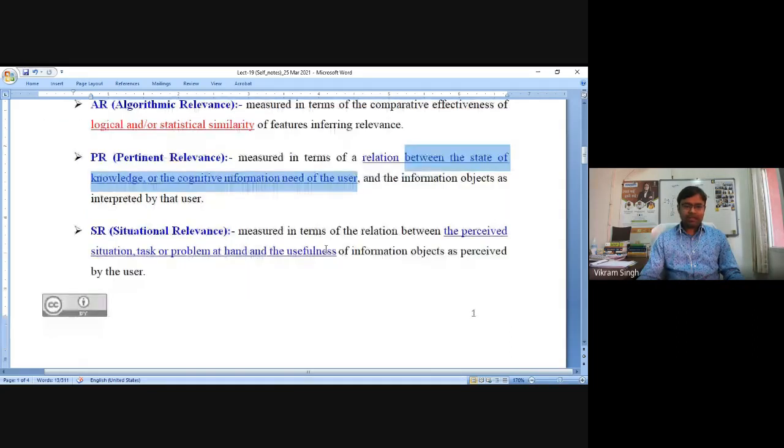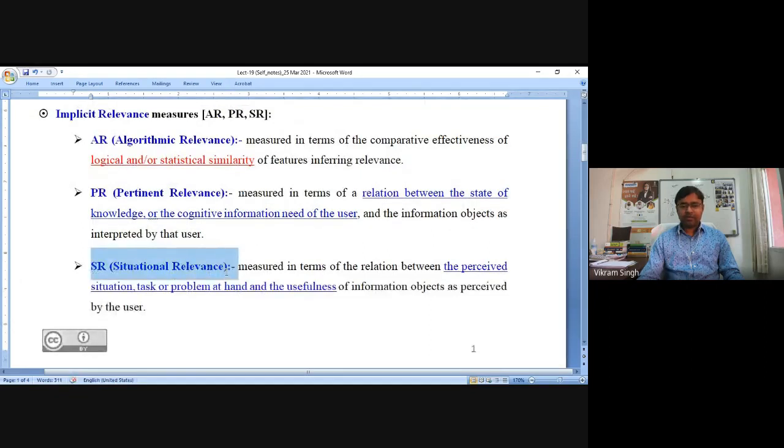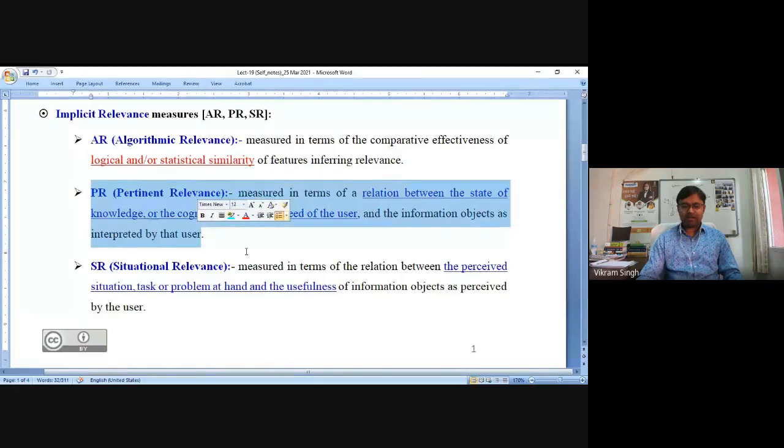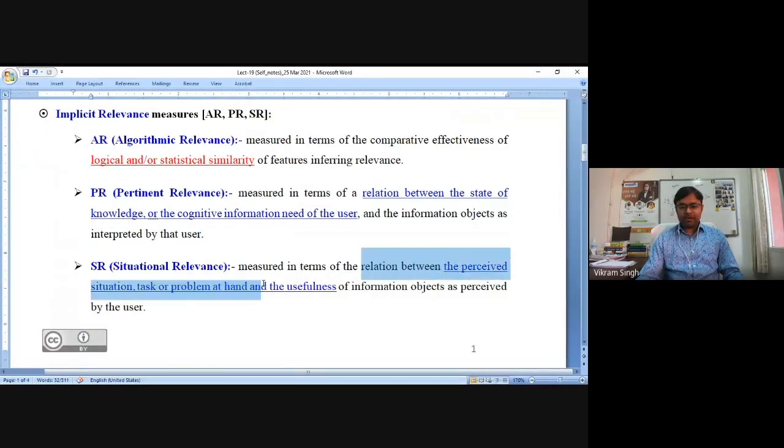Then the last type of implicit relevance is called situational. It is a little complex to measure and to model. You can always have a formula, model or approach for AR based and PR based relevance measures. But when it comes to SR, situational relevance, it is a little difficult because it should be measured in terms of the relation between the perceived situation, task or problem at hand and the usefulness of information objects. It is difficult to capture the user's perception about the situation.